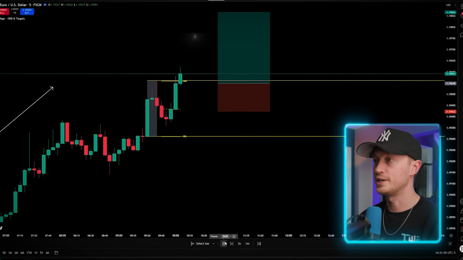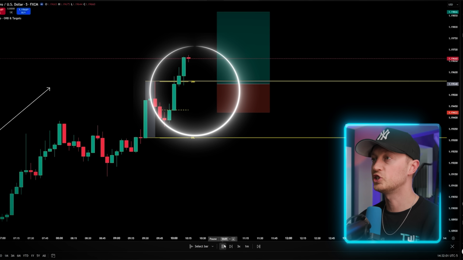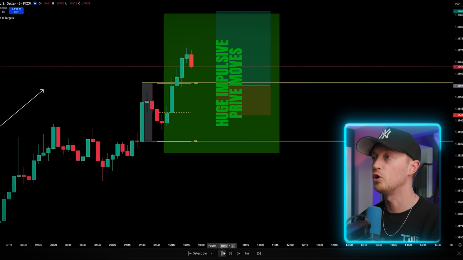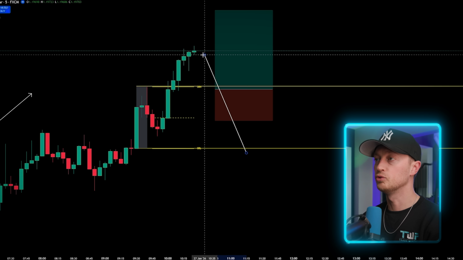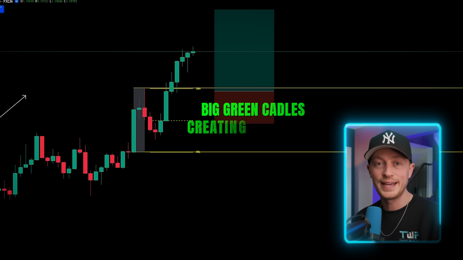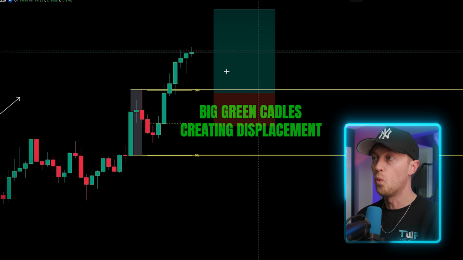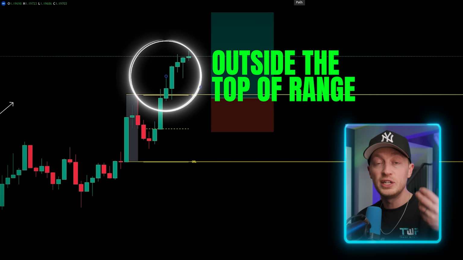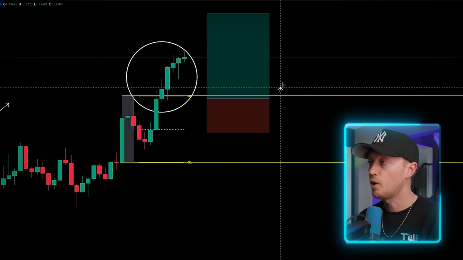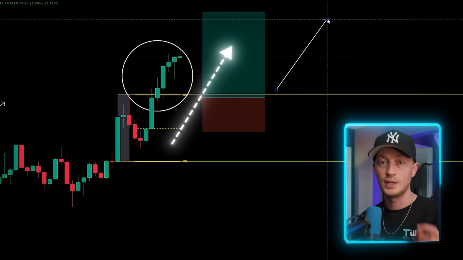So as the price plays out here, you could see we start getting those huge impulsive price moves. 1, 2, 3, 4, 5, 6, 7 green candles in a row. Big green candles creating displacement. Once we get the break and close outside the top of the range, and it happens in an aggressive way, it tells us the market is likely to continue in that direction.